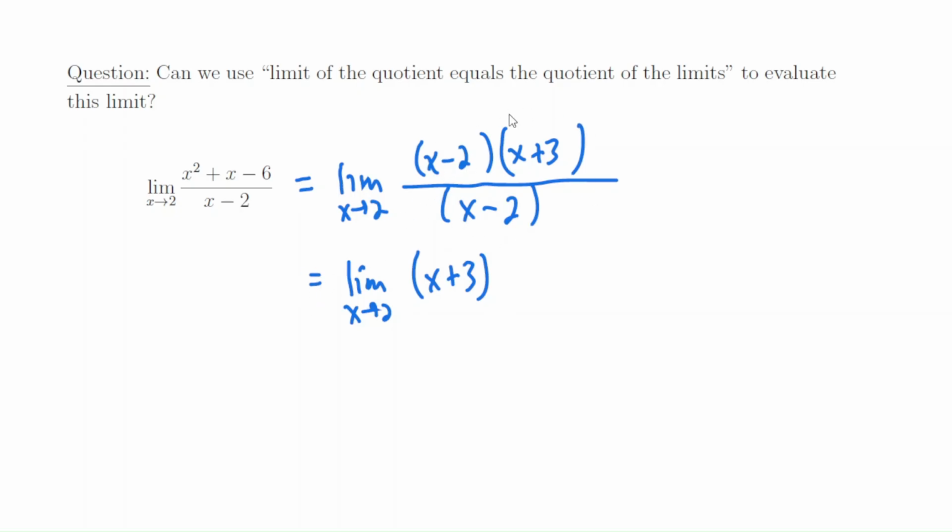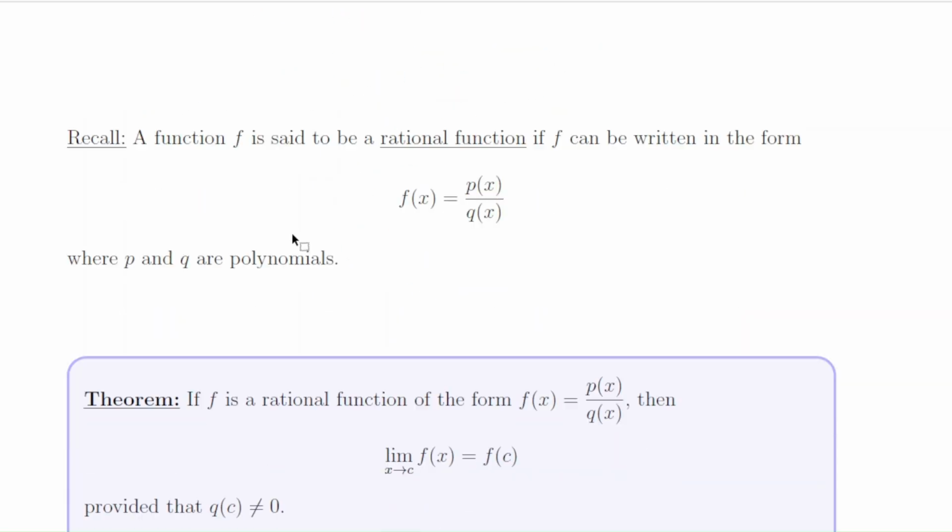Even though this function is technically not equal to this function, they're equal when x is not 2. And when we're talking about the limit as x approaches 2, that has nothing to do with how the function is defined at 2. So it's okay to do this, is my point. Okay, now this is just a polynomial, so we can plug it in. We get 2 plus 3, and our answer is 5. Okay, so this provides some justification for why this worked.